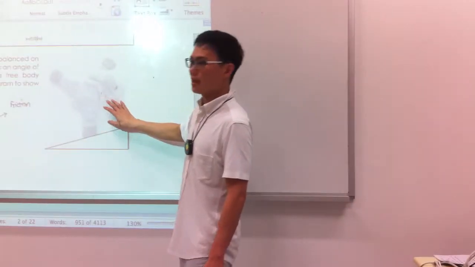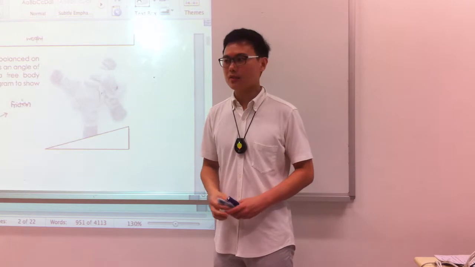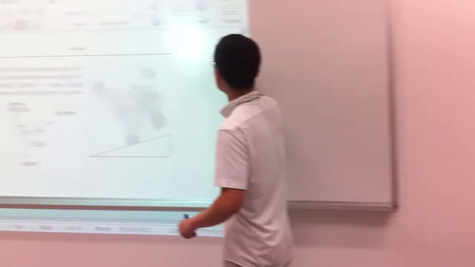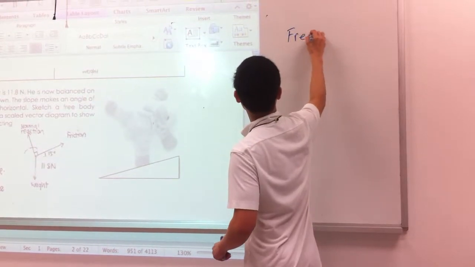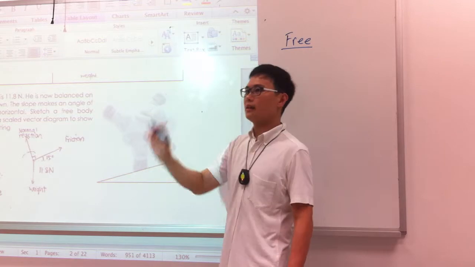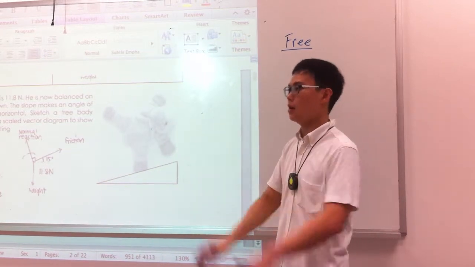Let's just very quickly recap on this idea of a free body diagram. Can someone tell me what is a free body diagram? The word free gives a clue, right? Basically, it is just one single object and the forces acting on that particular object.